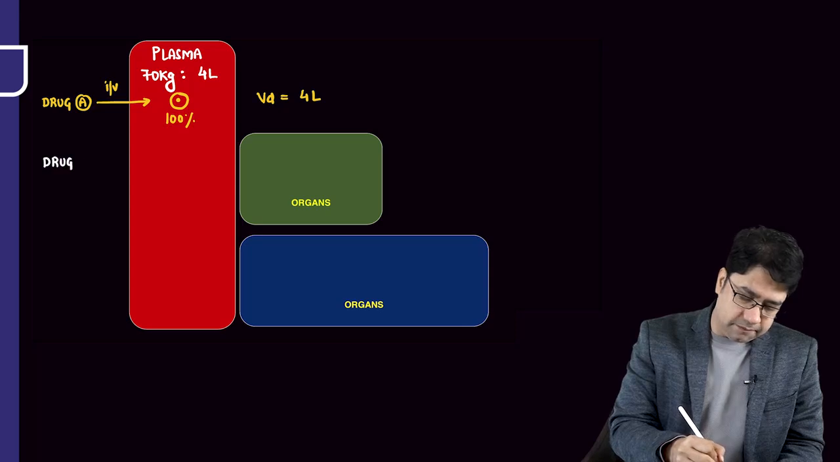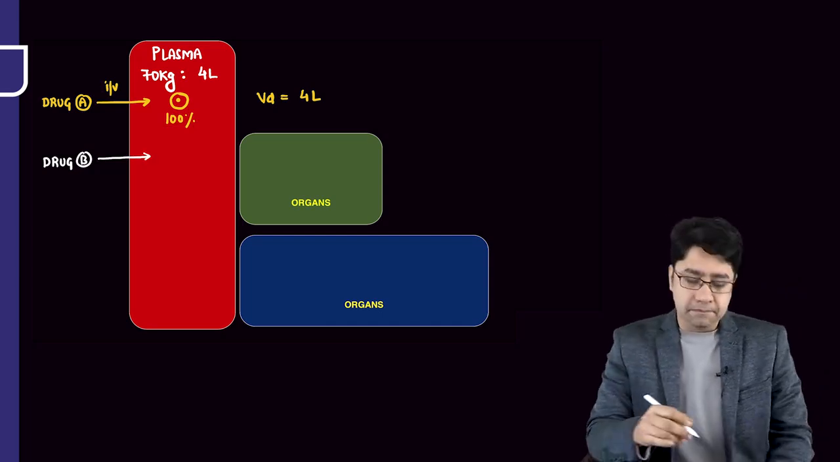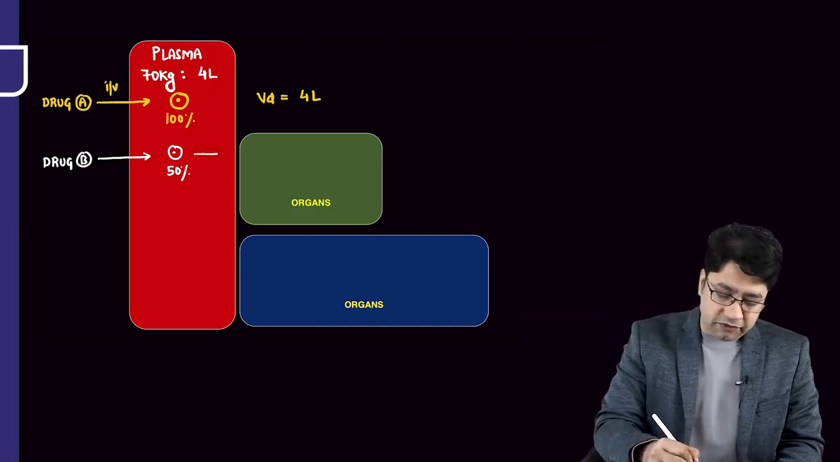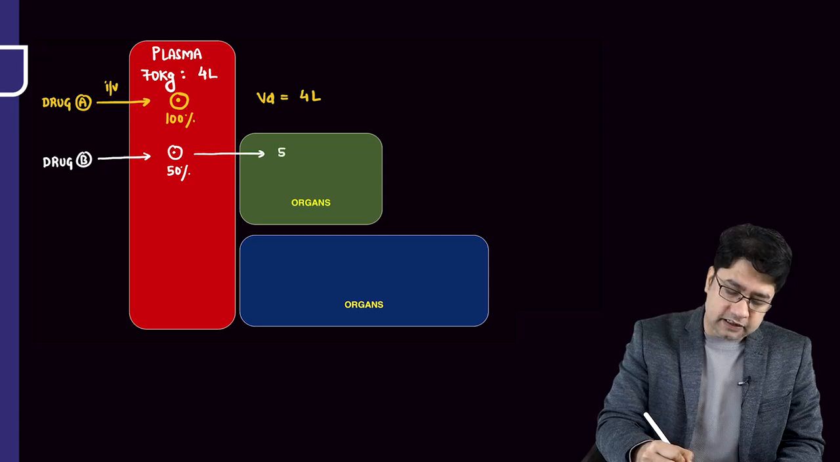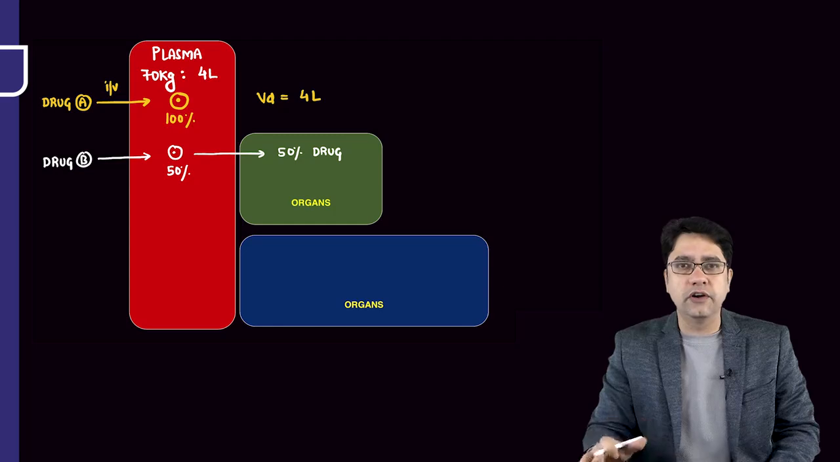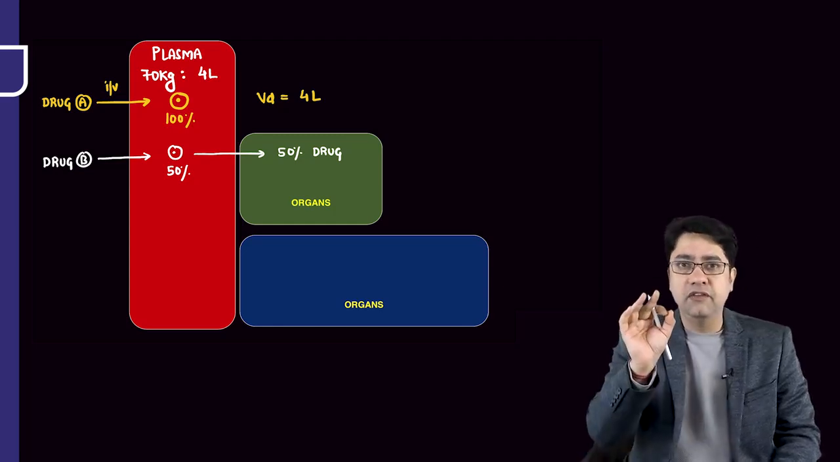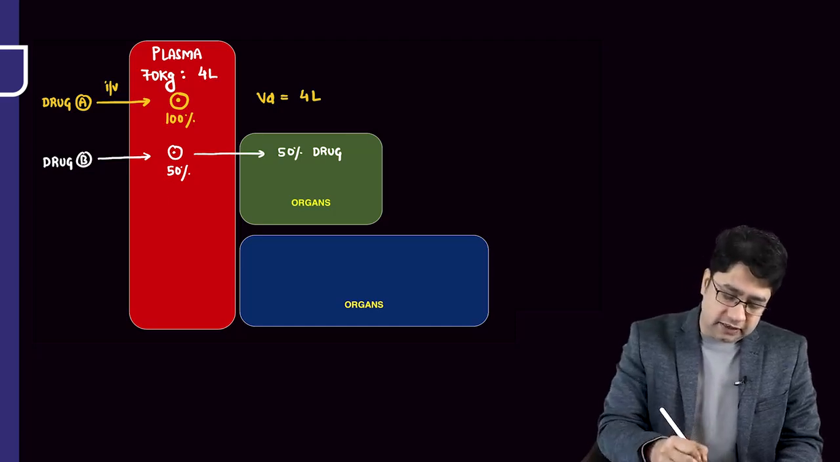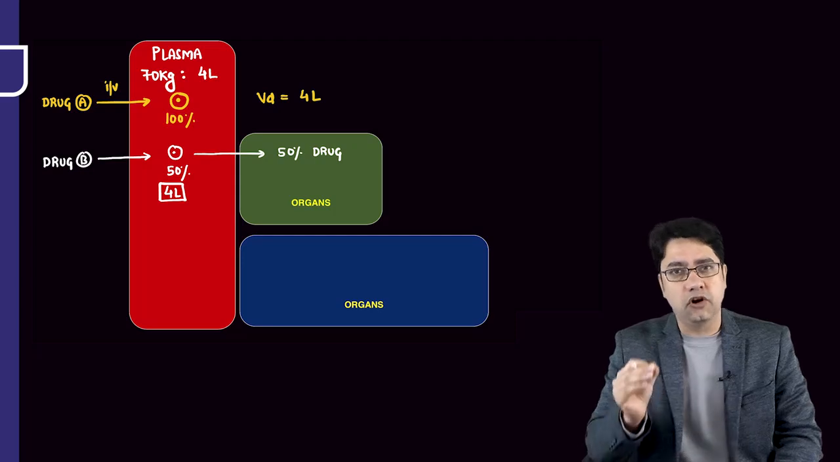There is a drug B, and this drug also enters into the plasma. But this drug has a property that 50% of the drug remains in the plasma and the rest 50% of the drug enters into the organ. So half the drug remains in plasma, half moves into the organ. So can we say in 4 liter of plasma, only 50% of the drug is there and the rest 50% is in the organ.